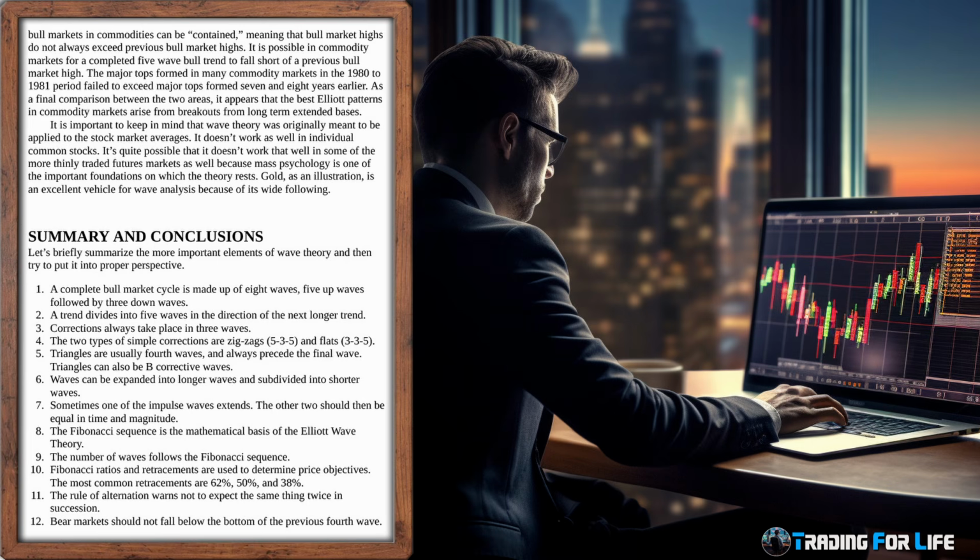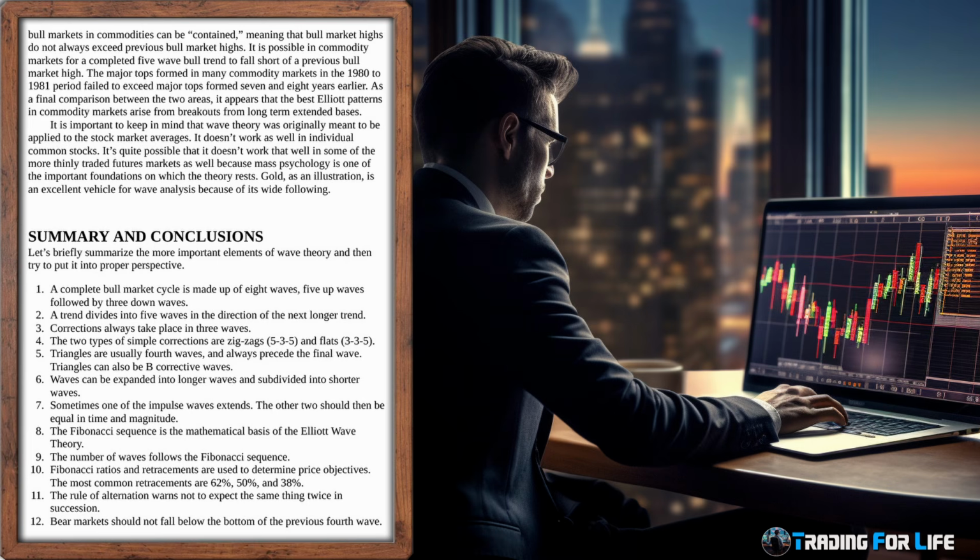Summary and conclusions. Let's briefly summarize the more important elements of wave theory and then try to put it into proper perspective. 1. A complete bull market cycle is made up of 8 waves, 5 up waves followed by 3 down waves. 2. A trend divides into 5 waves in the direction of the next longer trend. 3. Corrections always take place in 3 waves. 4. The 2 types of simple corrections are zigzags, 5-3-5, and flats, 3-3-5.